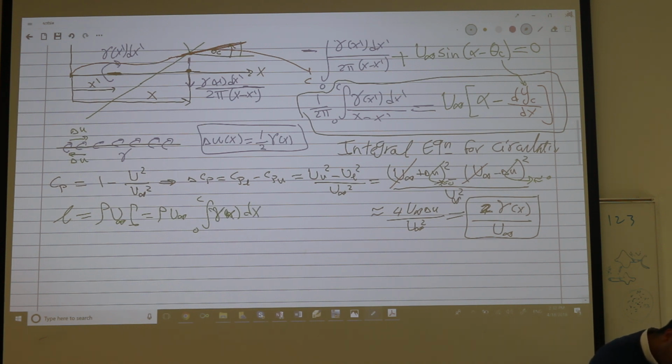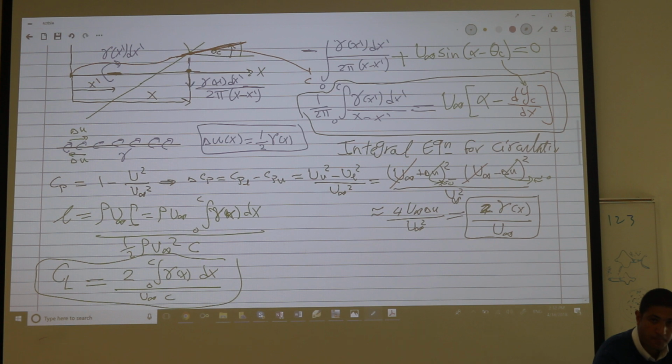So if you divide everything here by 1/2 rho u infinity squared c to get the lift coefficient, this will be 2 times this integral over u infinity c. So here is your lift coefficient. Okay?